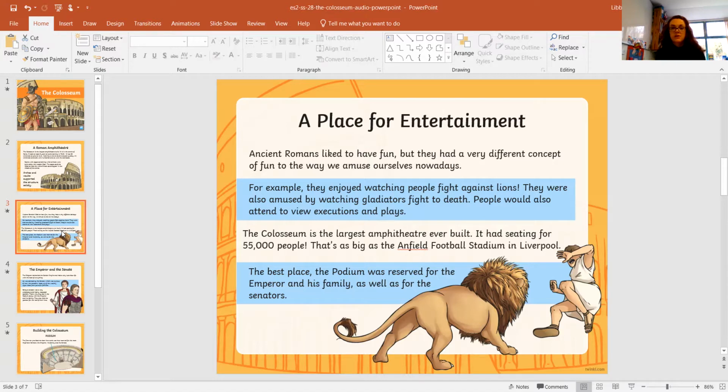They also went to the Colosseum to view, again, executions. That's people dying again. They went there for pleasure to watch those, but they also could go there to watch plays as well, and dramas as well.